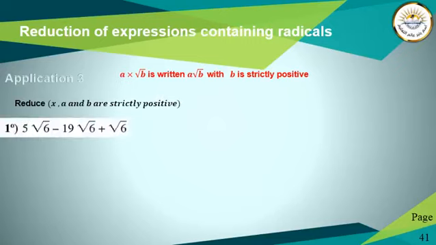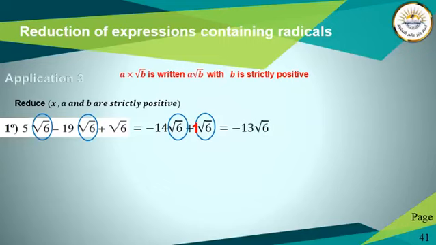So if we have 1, 5 radical 6 minus 19 radical 6 plus radical 6. As we have the same radical, we have just to add or subtract the numbers. So 5 minus 19 is equal to minus 14 times radical 6 plus radical 6. We have the same radical here multiplying the numbers, so we just have to apply with the numbers. We have minus 14 plus 1 is equal to minus 13 radical 6.